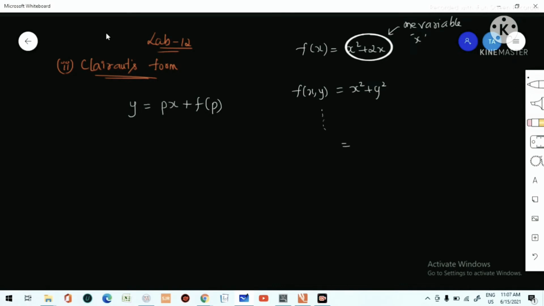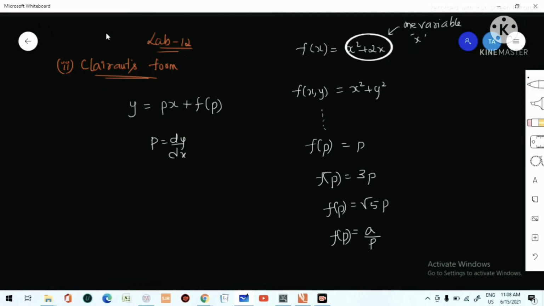Similarly, if I have a function of p on the right hand side, we will represent that function by f of p. Even if you get a constant, that is also a function of p. Any constant is also a function of p. You understood what this f of p is? f of p is a function of p. Now what is our p there? p is obviously dy by dx.